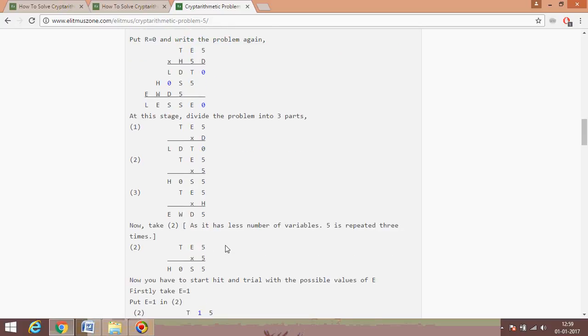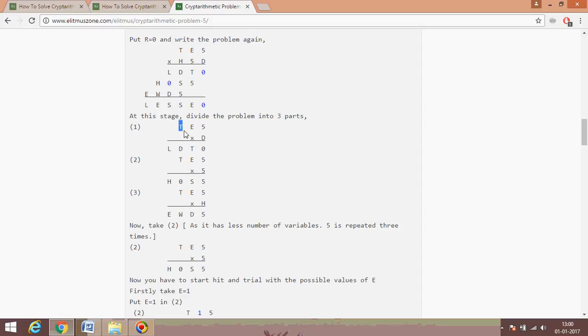Now at this stage you have to find which part you will proceed with for the solution. I mean to say, suppose you have three parts like 1, 2, 3. From these three parts you have to identify which part to take so that you can solve the problem easily. So in this case we will check for the equation which has the least number of variables.